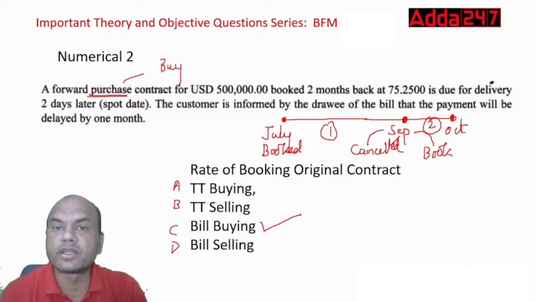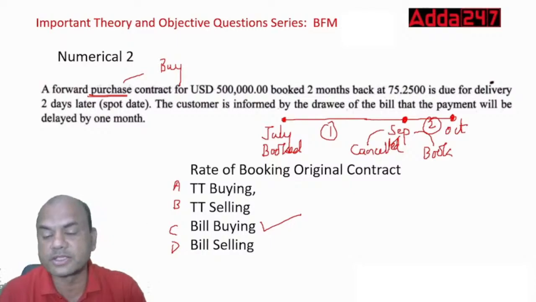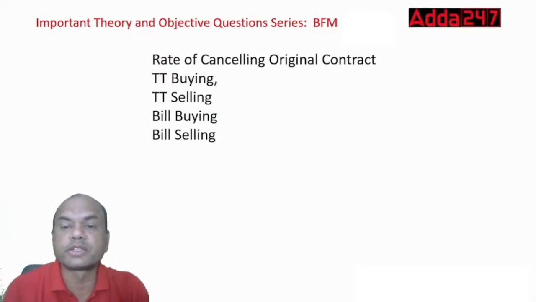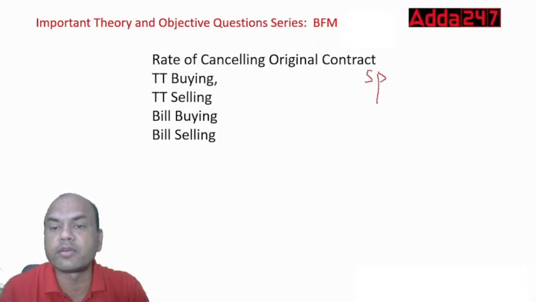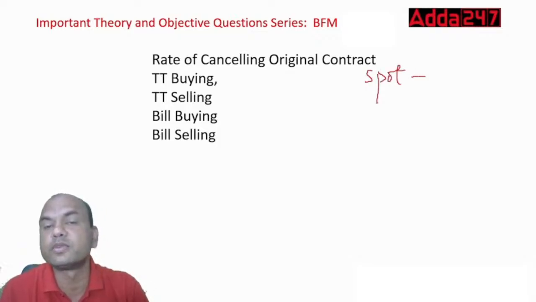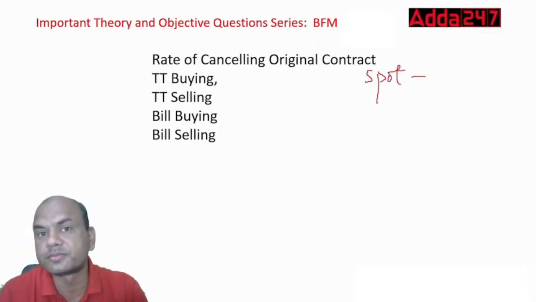This is to be cancelled when? It is due when? Tomorrow. Tomorrow means spot. Always remember, this is spot. So here I'll have to first use spot. Spot means whenever we are doing a spot transaction, which rate is to be used?